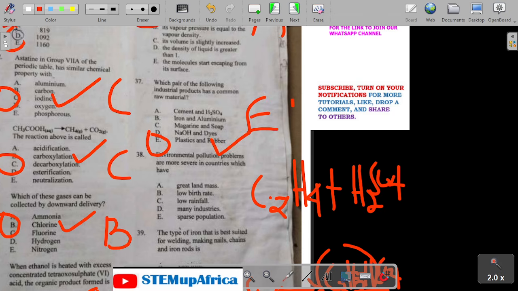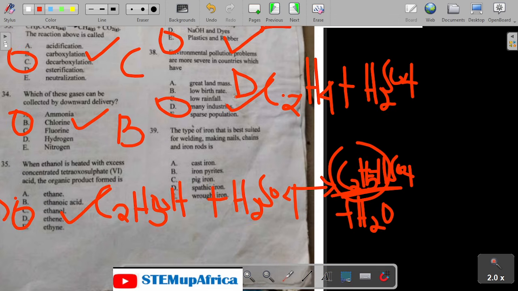Let's go with E. Environmental pollution problems are more severe in countries with many industries. When many industries produce at the same time, each of them will be producing its own gases to the atmosphere. So it's more severe when you have many industries.